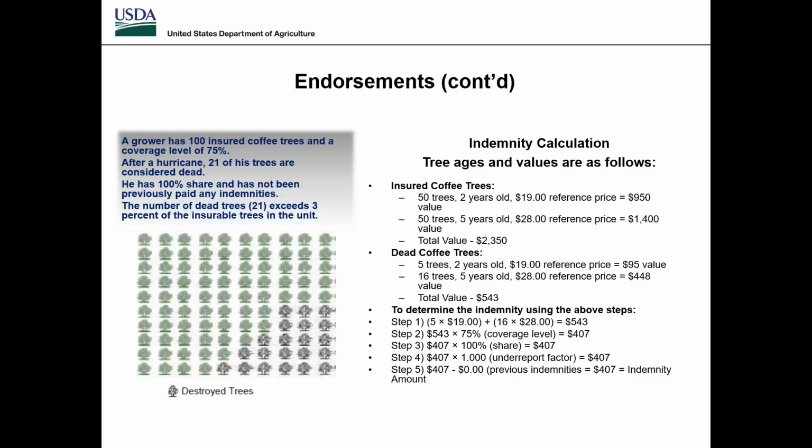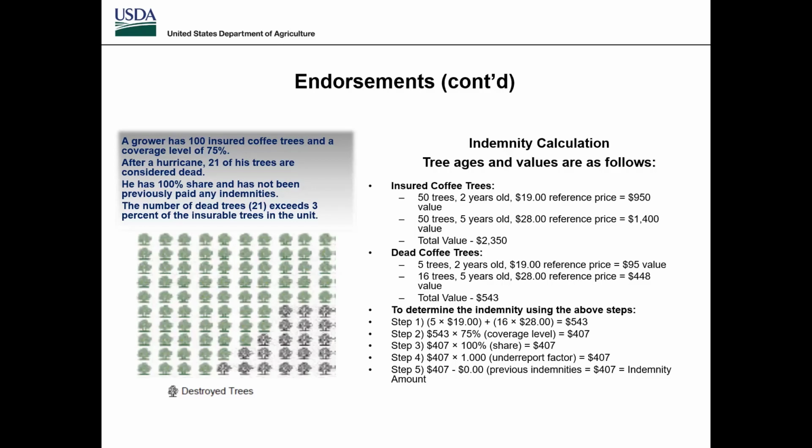Then in step 2, we would take that amount and multiply it by the coverage level. In this situation, we're using 75%. That would equal $407. In step 3, we would then take that and multiply it by the producer's share. In this case, he has a 100% share. In step 4, we would multiply the amount by an underreport factor. In this case, that would be 1.